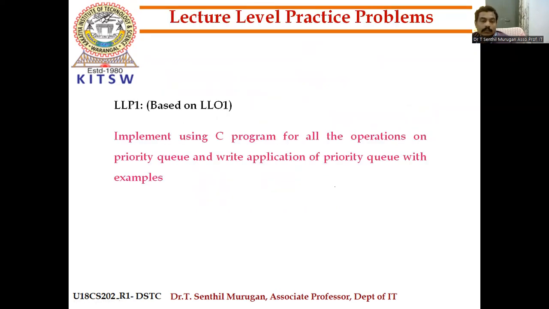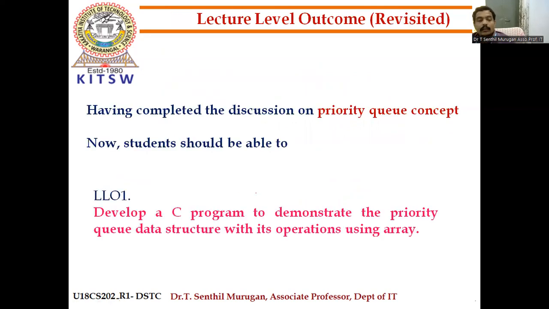You should try to implement a C program for all the operations on the priority queue, and also write the applications of the priority queue with examples. These are the lecture-level problems. Try to answer them. Now we are at the end of this video. Having completed the discussion on the priority queue concept, students should now be able to develop a C program to demonstrate the priority queue data structure with its operations using an array.